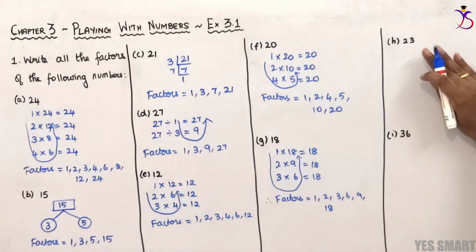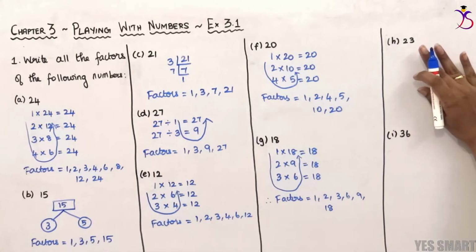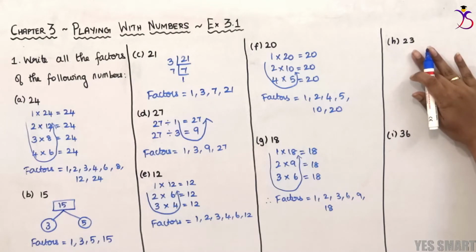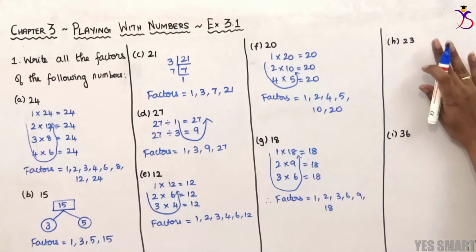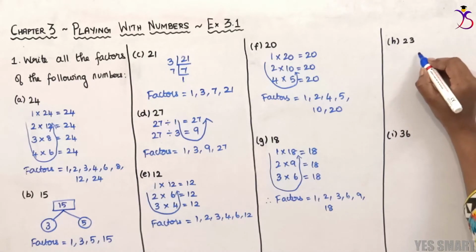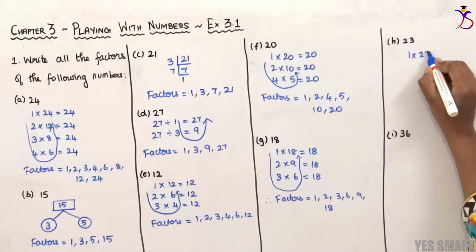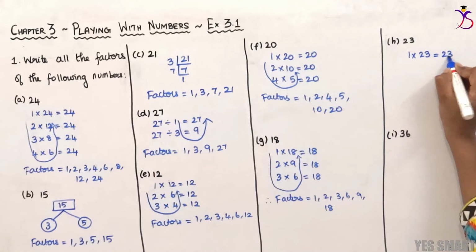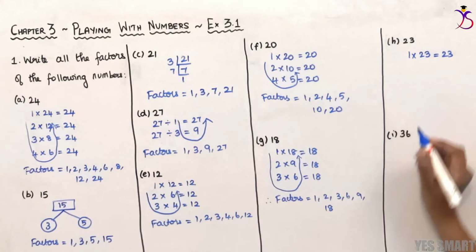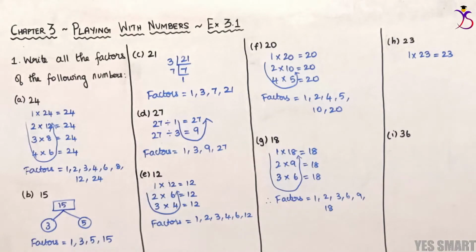Moving on to the H sum, 23, which is a prime number. So we can straight away write 1 into 23 equal to 23. Actually we can straight away write the factors of a prime number because we already know that 1 and the number itself are the factors of any prime number. Since we are supposed to solve it step by step, let's write the multiplication. That is 1 into 23 equal to 23.